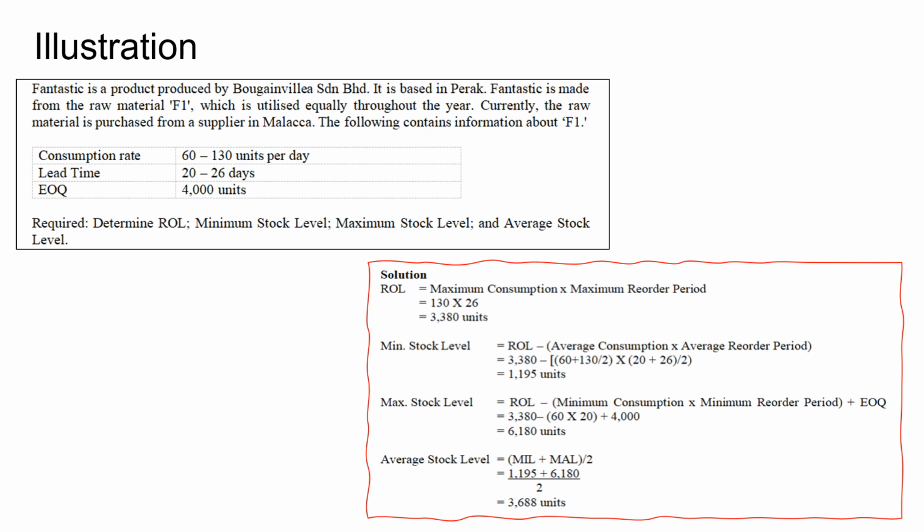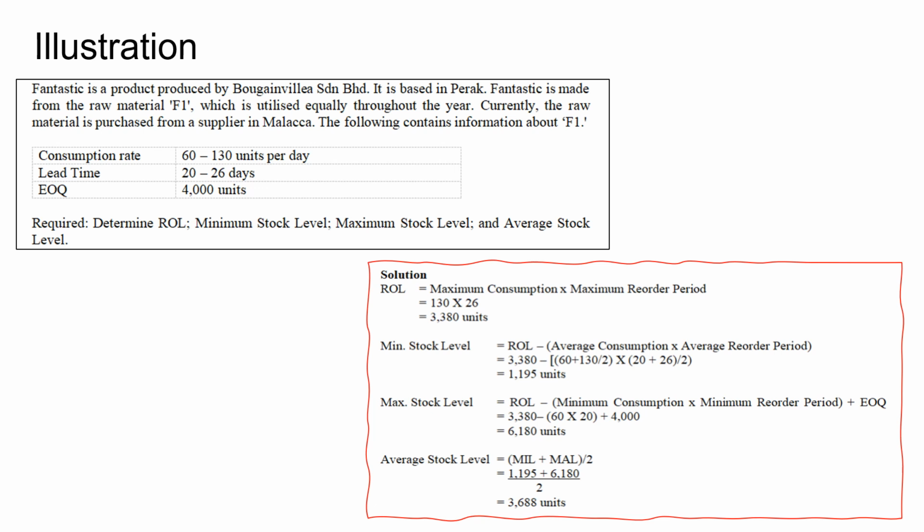Okay, next is the minimum stock level. So we need to have the reorder level minus the total of these two. So we have to find the average consumption: 60 plus 130 divided by 2, because we need to find the average, right? We have 2 items here, so divide by 2. Average reorder period similar, 20 plus 26 divided by 2. So the total of this will be subtracted from the reorder level. So the minimum stock level will be 1,195. This is the level of our safety stock.